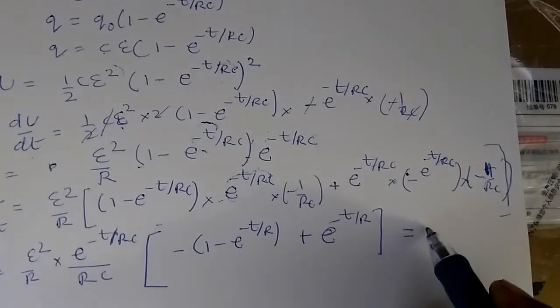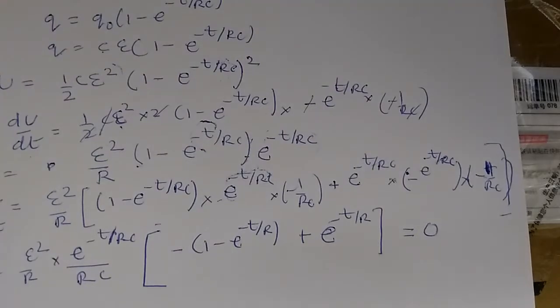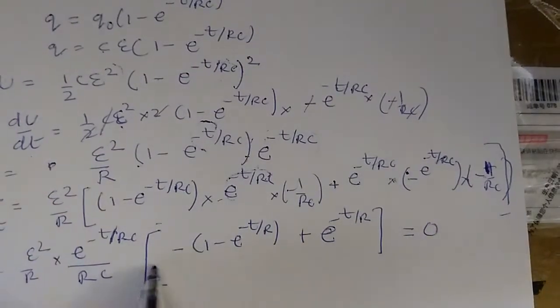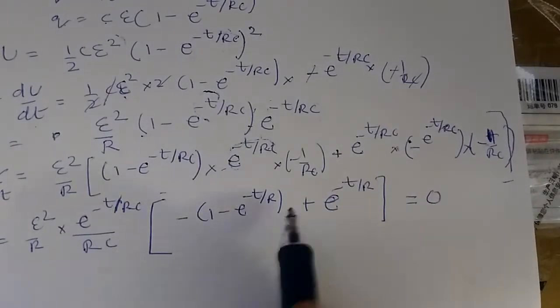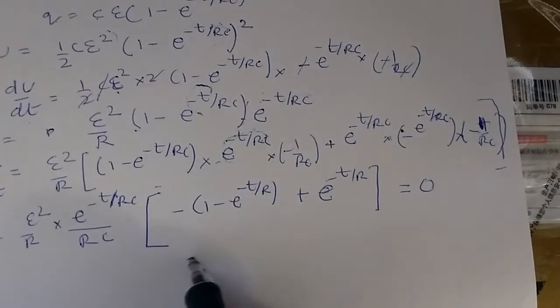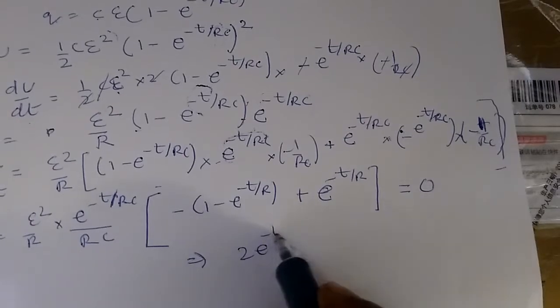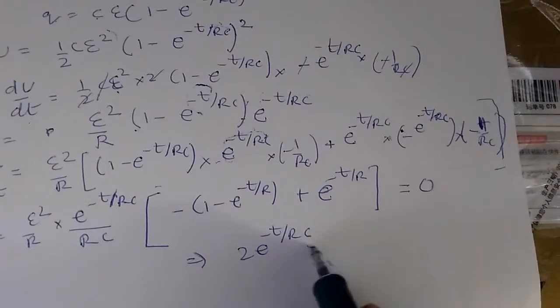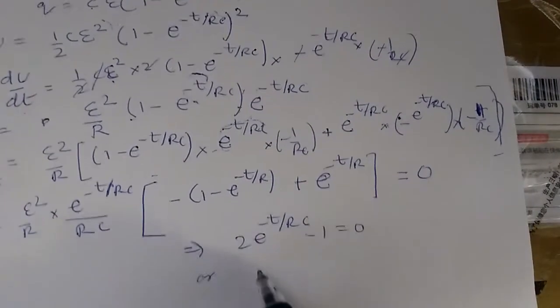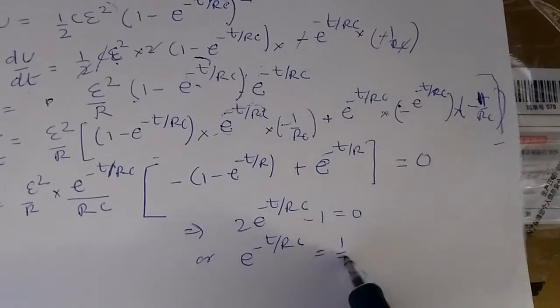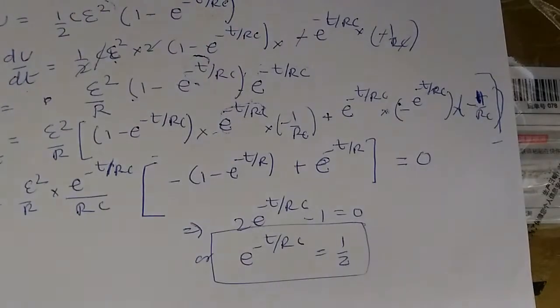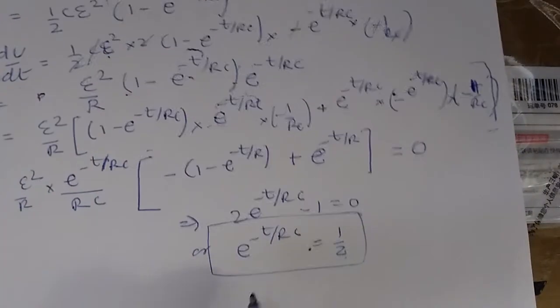And we are interested when this term becomes 0. This term becomes 0 when this whole term becomes 0, which happens when this plus this is 2 times e to the power minus t by RC minus 1 equal to 0, or when e to the power minus t by RC is equal to half. So this is the condition when the rate of the change of the energy becomes 0.